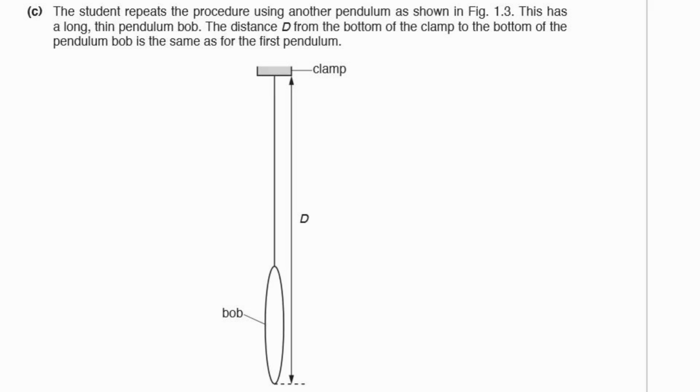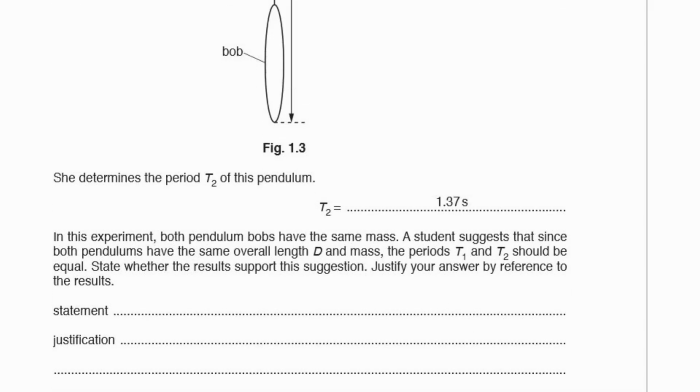C. The student repeats the procedure using another pendulum as shown in figure 1.3. This is a long, thin pendulum bob. The distance d from the bottom of the clamp to the bottom of the pendulum bob is the same as for the first pendulum. Alright, she determines the time period T2 of this pendulum, and that's 1.37 seconds.